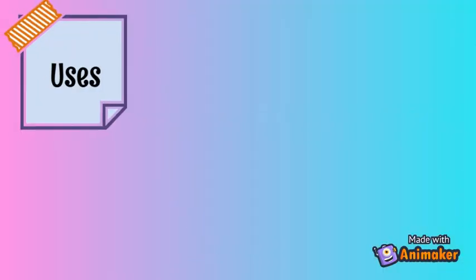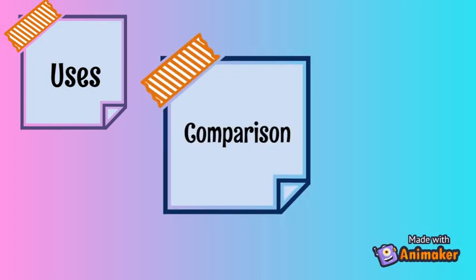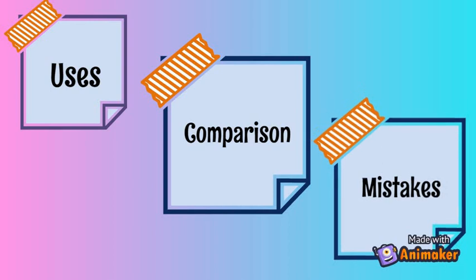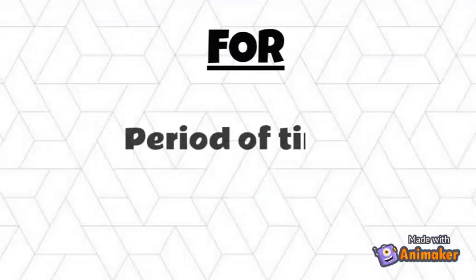So firstly, we are going to look at the uses of for and since in different situations. After that, we are going to compare them. And lastly, we will see the common mistakes that we usually make.